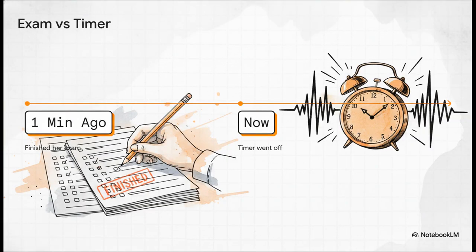Did you catch it? What's so cool here is how the grammar completely answers the question for us. The past perfect structure, had just finished, proves definitively that she completed her test first, right before that alarm sounded. The simple past, went off, is the later event. The timeline is perfectly, flawlessly clear, all thanks to the verb tenses.